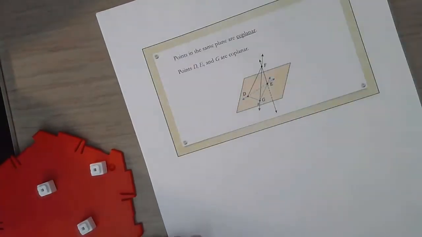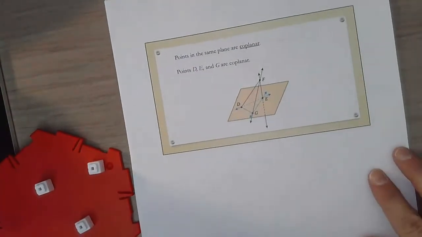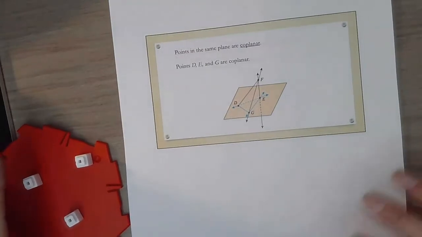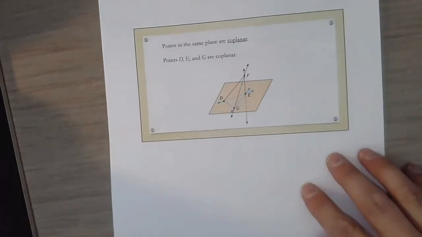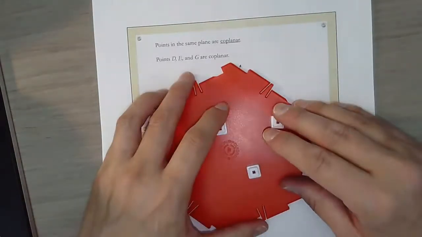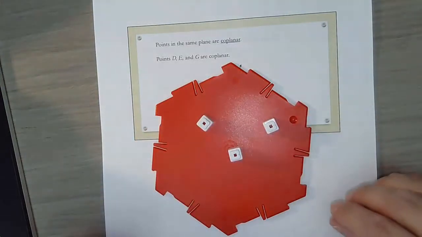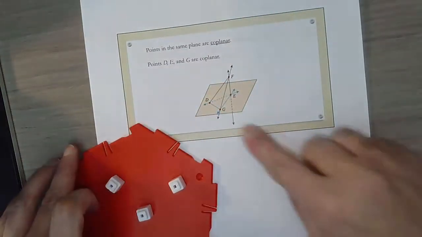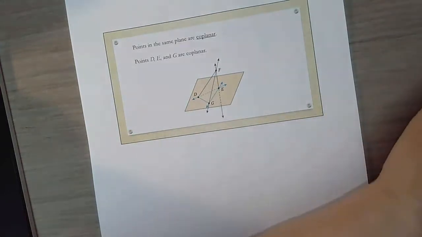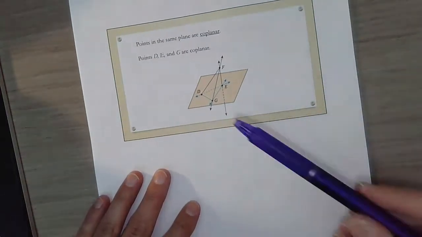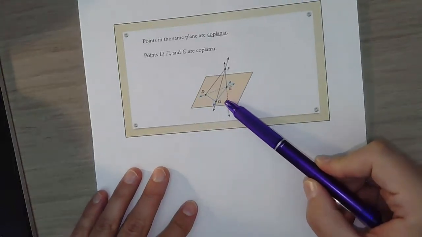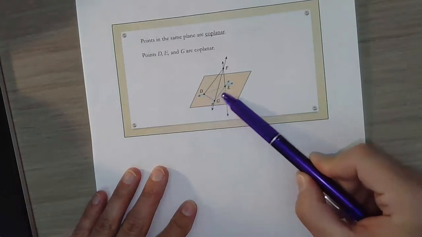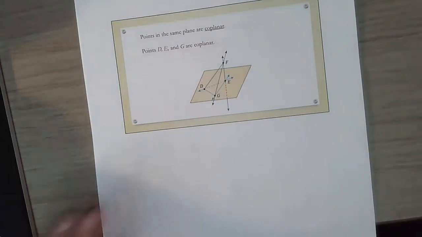Now, points that are within the same plane are coplanar. So like these 3 points right here are coplanar. Now, this drawing is a little difficult to see, but points D, G, and E are actually coplanar because they're all on this plane. Now, I've designed something that might help us.